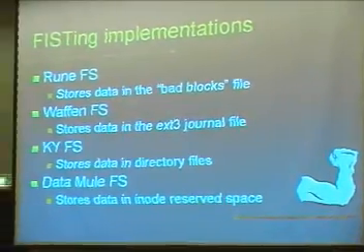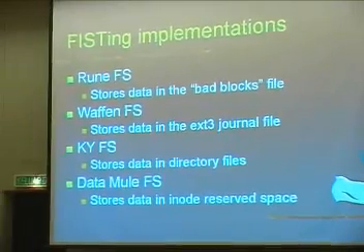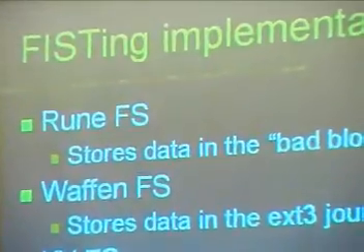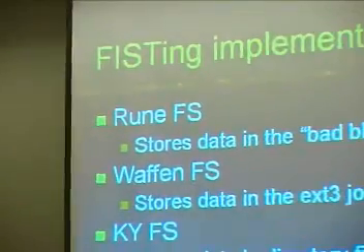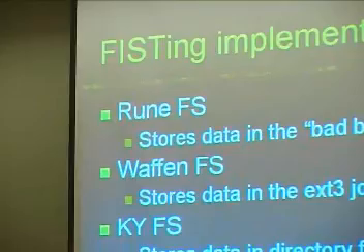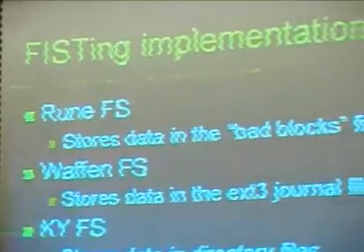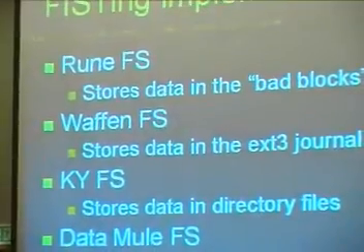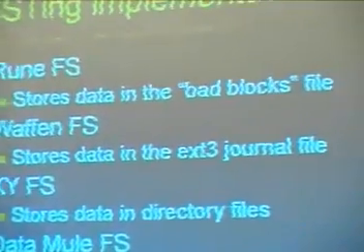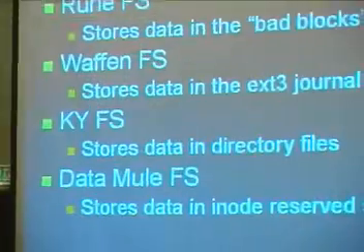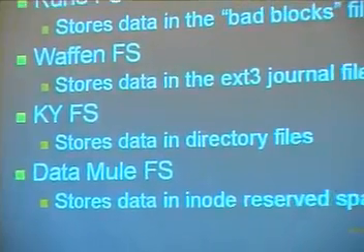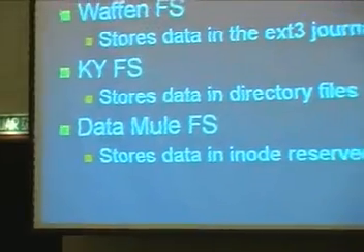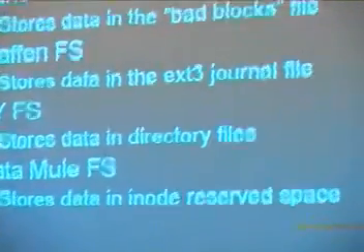So if we look at the implementations, which I put together over the past few years, there's 4 that we're going to talk about. The first one is called runefs, which basically uses the bad blocks inode for data storage. The next one is waffenfs, which uses the journal for file system storage. We've got kyfs, which uses directory files. And finally, datamulefs, which uses reserved space within the file system.